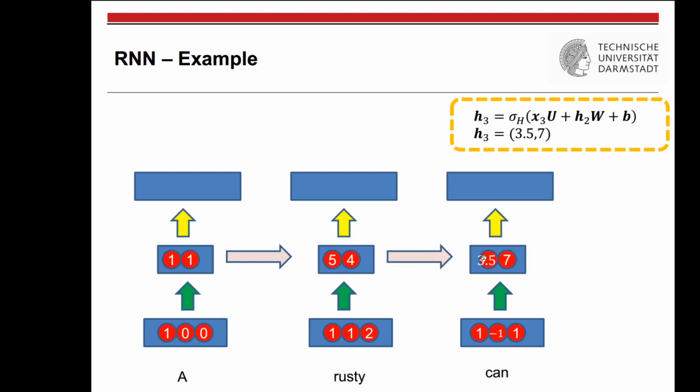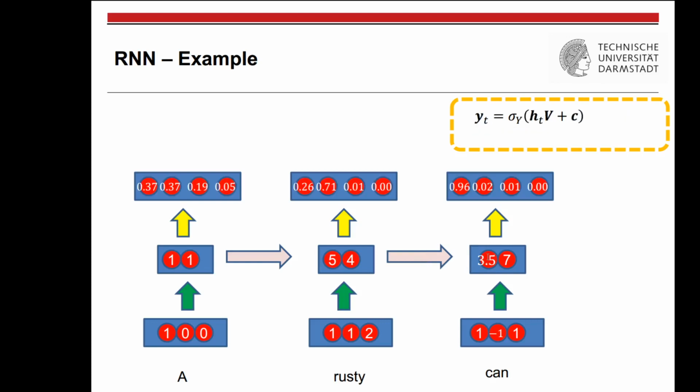Analogously, we can compute the third hidden representation. Once we have the hidden representations, we can compute the output representation at each time step. So the output vector at each time step is given by h_t times W plus c, and then we apply the softmax function. And then, as you can see, that really gives a probability distribution. If you add up the numbers, you can see that these are probability distributions.